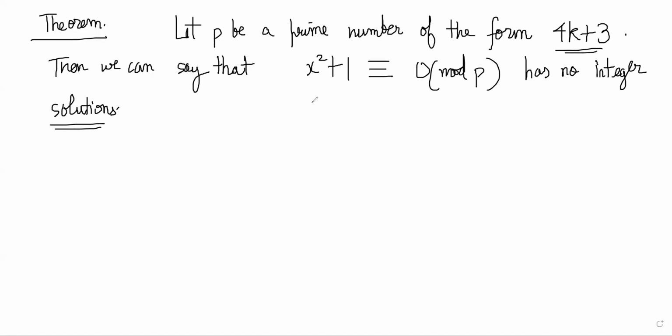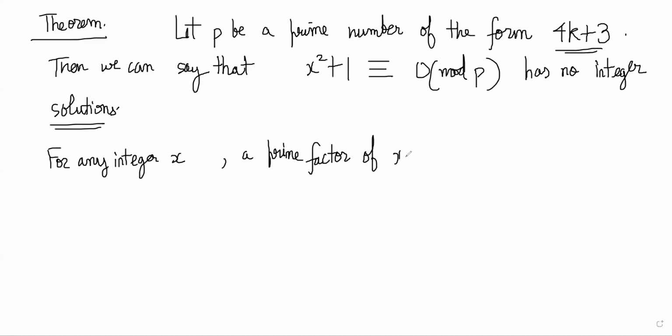So what this means is for any integer x, a prime factor of x² + 1 is either 2 or is congruent to 1 mod 4.